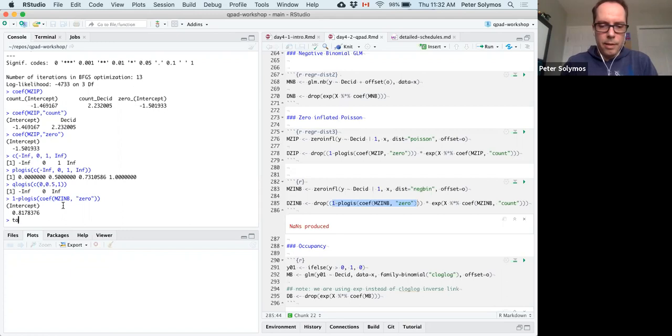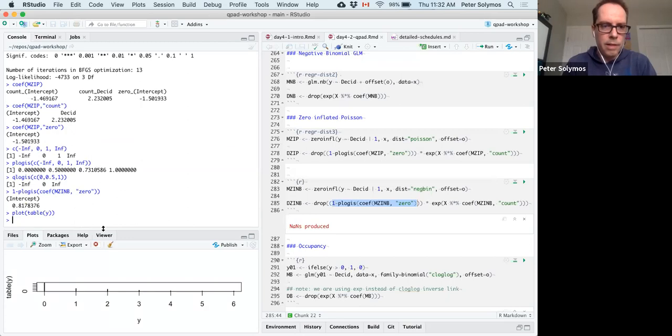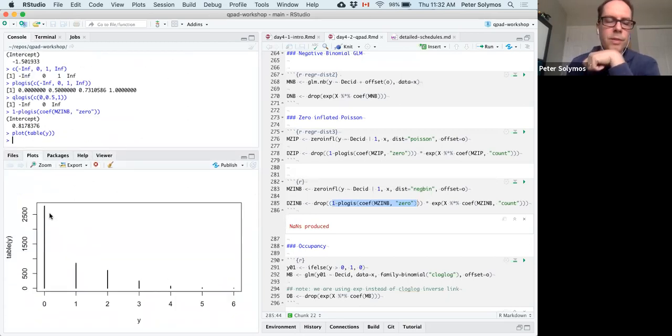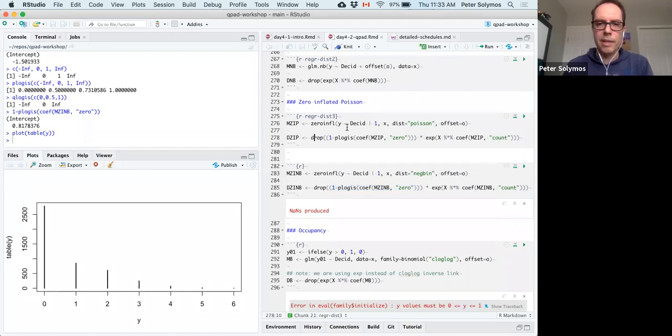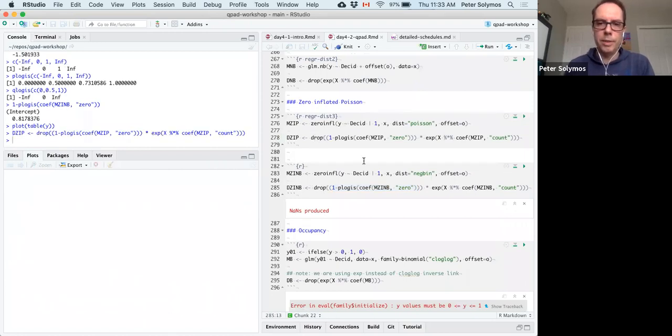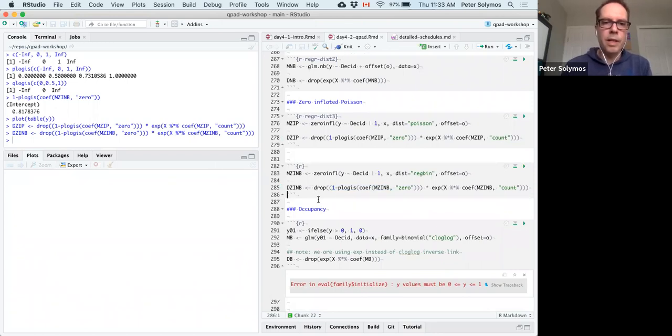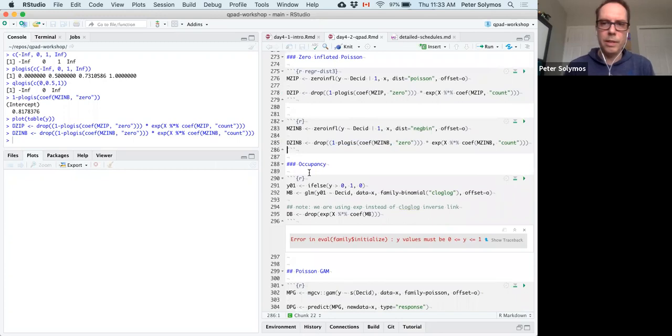So if I plot again, plot table y, now we have all kinds of sources for the zeros. Some of that is true 0 coming from the abundance part, some of that is zero inflation, and some of that is due to detectability. So it's really getting complex, thinking about why we might get a 0. Same kind of prediction we can do for the negative binomial, because the expected value is going to be a function of these coefficients and not a function of the variance factor. Now this is going to be interesting.